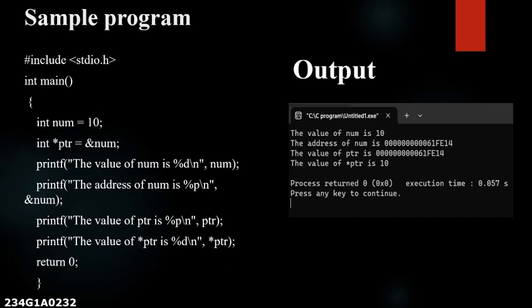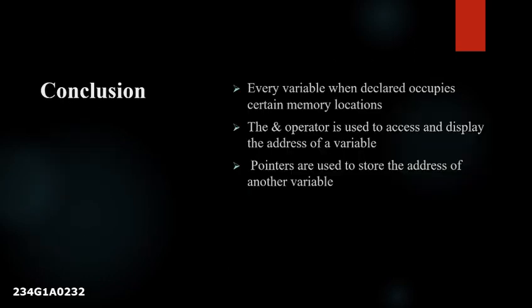And the last, the conclusion. When we declare a variable, it occupies a certain memory location. And the address operation is used to access and display the address of a variable. Pointers are used to store the address of another variable.